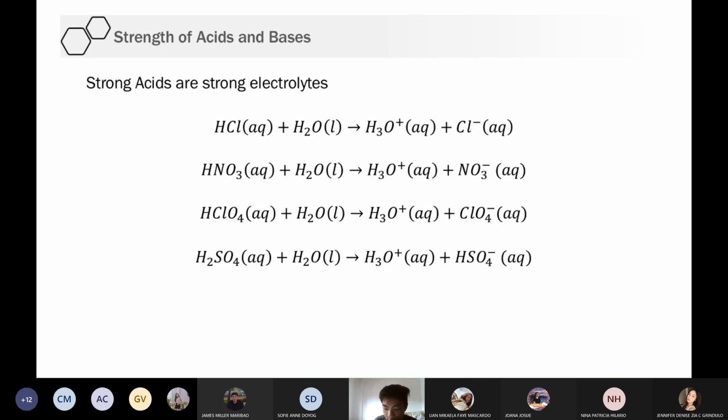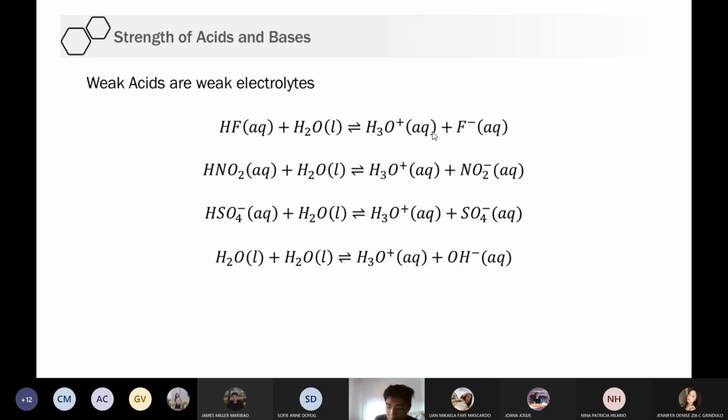So let's talk about strong acids. Strong acids are strong electrolytes. All of these are inorganic molecules, so hindi yan organic molecules. Kung kukunin mo yung electronegativity difference nila, malaki yan. Since malaki yung mga electronegativity difference nila, it is 100% dissociated into its products. It's H plus and an ion.